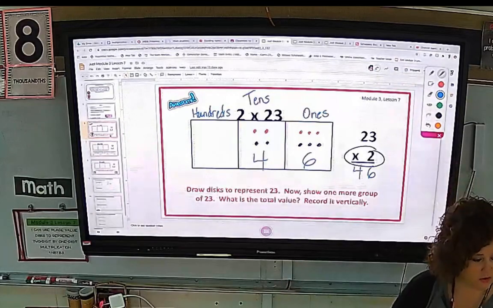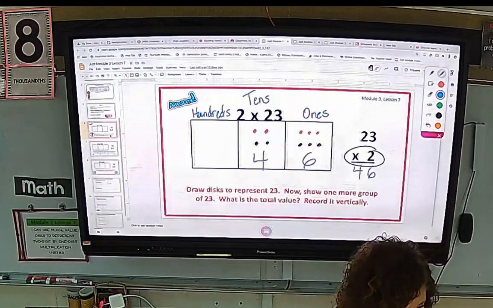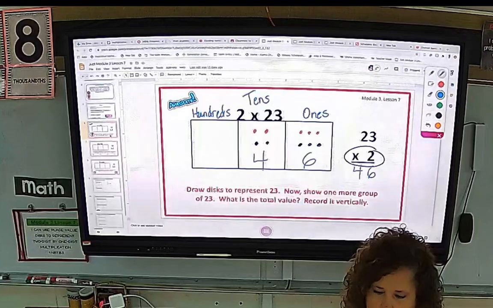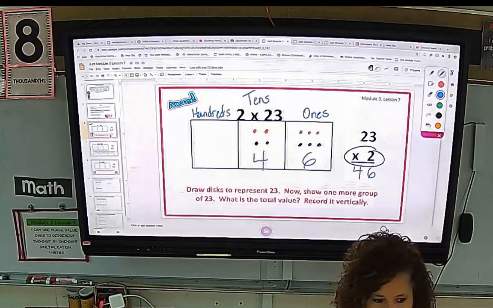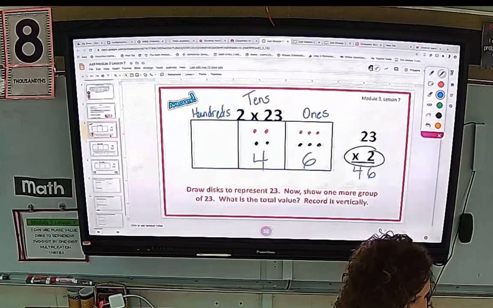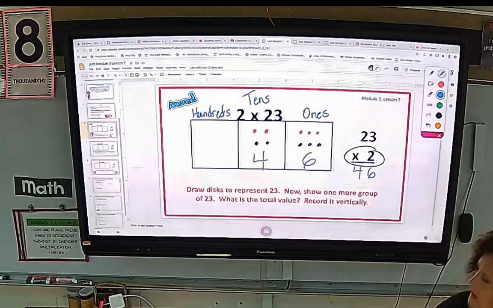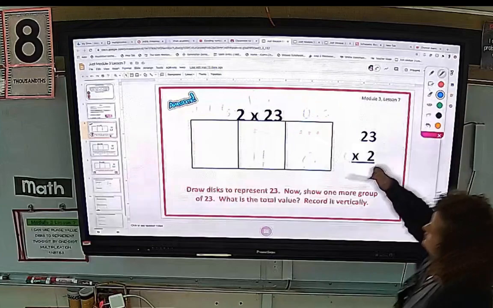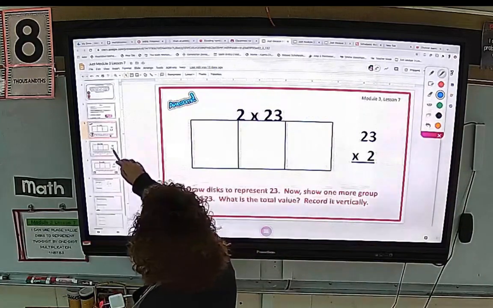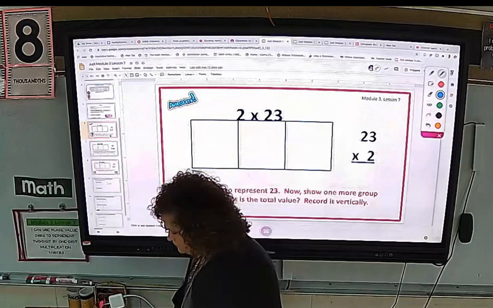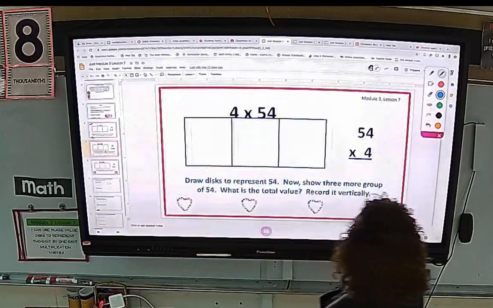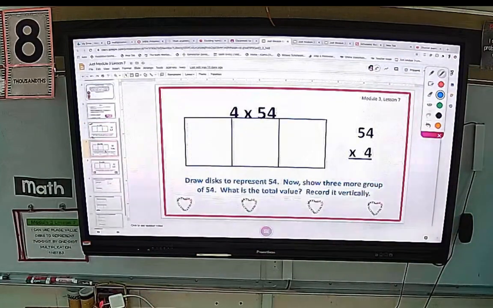Now, as we go along and the numbers get a little larger, probably the thing that we have to be most careful about is drawing our dots carefully and repeating them as many times as we're supposed to repeat them. Okay? So let's move on. Go ahead and grab your marker. And we're going to do this one together.